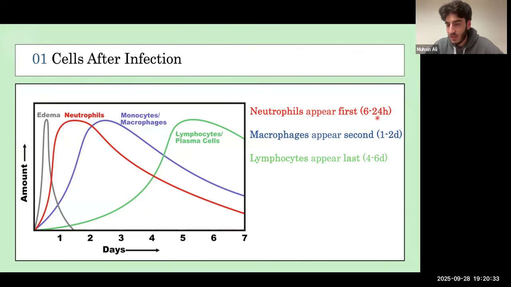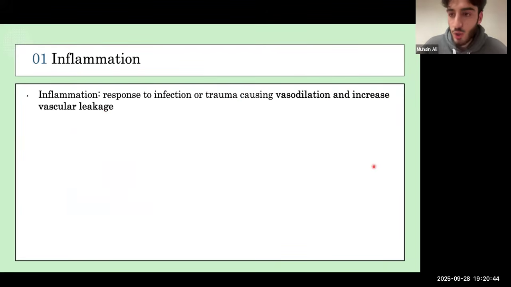Now, again, the timing over here is not necessary for you to remember. It's just there to show you that the sequence of events is neutrophils first, then macrophages, and then lastly, your lymphocytes. Right. So now we're going to be talking about, I think this is the last part of the first lecture, inflammation. Inflammation is simply a response to an infection or trauma, right? So you have a microbe coming into your body, and it's going to do its disease-causing effect, and it's going to cause an infection or an inflammation.